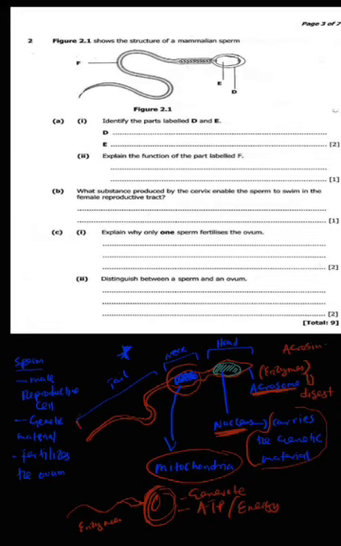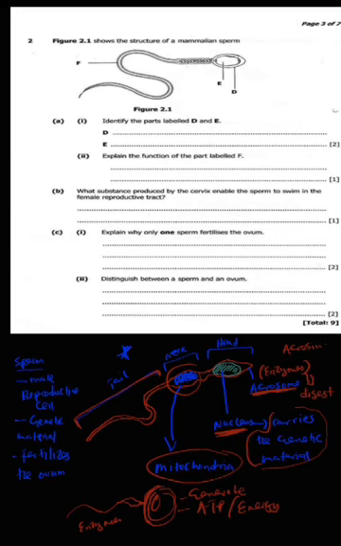Then the tail helps the sperm swim towards the ovum. In the female reproductive body, the sperm will be swimming. For the sperm to swim, to propel itself towards the ovum, the tail helps us to do that. So the function of the tail is simply to help the sperm swim towards the ovum so that fertilization can occur. Okay, so with this information, let's now go back and answer the question together.